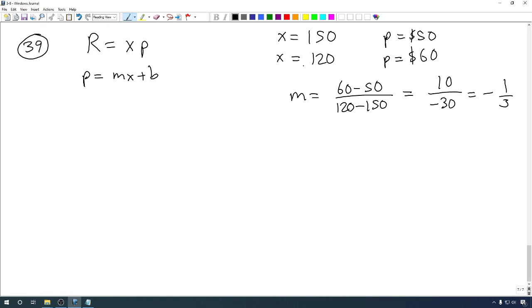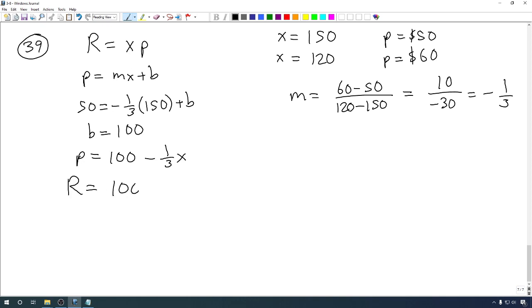Then we can use one of these 2 points in order to find out what b is. So let's take this top one. If the price is 50, that corresponds to an x of 150. If we go ahead and solve this, we have b equals 50 plus, well, 1/3 of 150 is another 50. So actually, b is going to equal 100. So our demand equation here, p is equal to 100 minus 1/3 x. And the revenue is just x times that. Revenue is 100x minus 1/3 x squared.